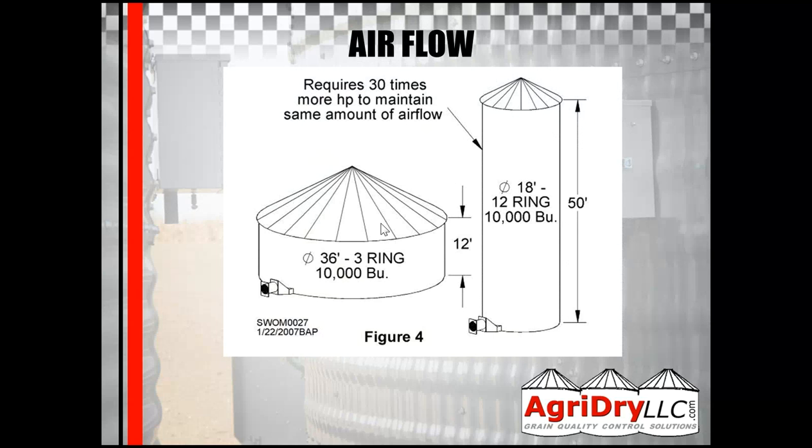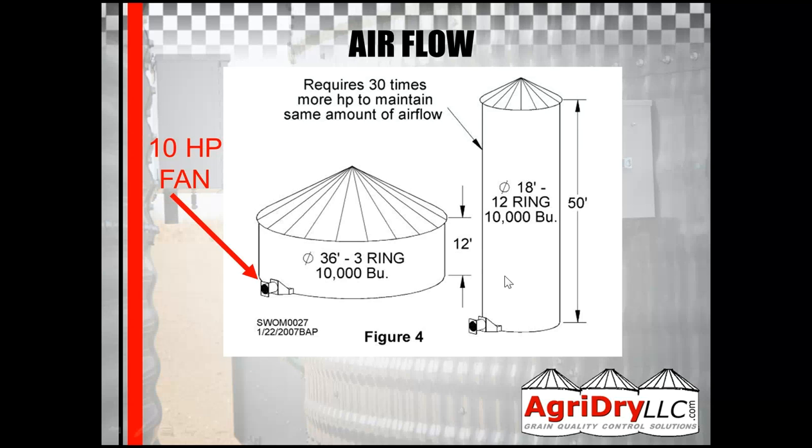So for an example, a good way to explain it is these are two 10,000 bushel bins. They hold the same amount of bushels, but one is 36 foot diameter and 12 foot tall. The other one is 18 foot diameter and 50 foot tall. The one on the left, to have 1 CFM per bushel, we'd be looking at probably about a 10 horsepower fan. Since they put out about 1,000 CFM per horsepower, it'd take about 10 horsepower for 10,000 bushels. All right, that's that good rule of thumb we just talked about.